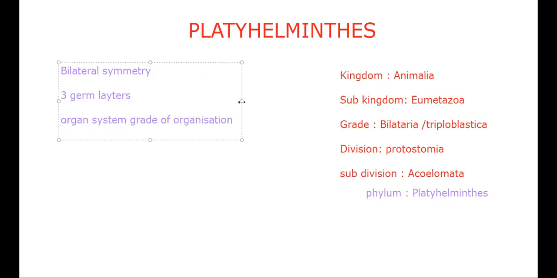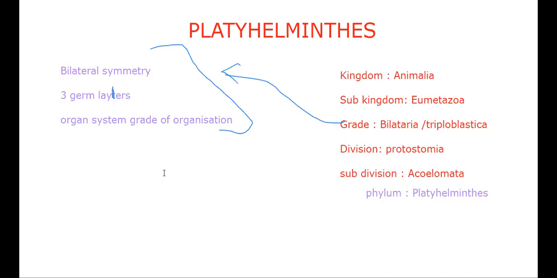Actually, we are learning Platyhelminthes at present, so how do we come to know all these points? If you remember the Kingdom Animalia classification series, phylum Platyhelminthes belongs to the grade Bilateria or Triploblastica. All these 3 points we come to know. That's why we are able to say they have bilateral symmetry and they have 3 germ layers.